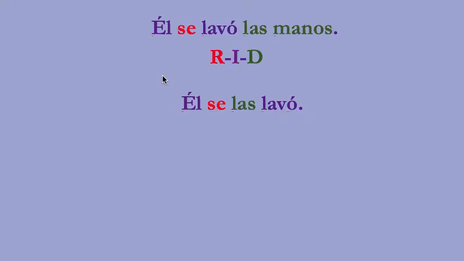And you could also have it with reflexive and without indirect. For example, él se lavó las manos. He washed his hands. We all understand that las manos is what's being talked about. We want to replace that with a direct object, but we still have to keep it reflexive because he washed his own hands. Él se las lavó. He washed them, as we say.